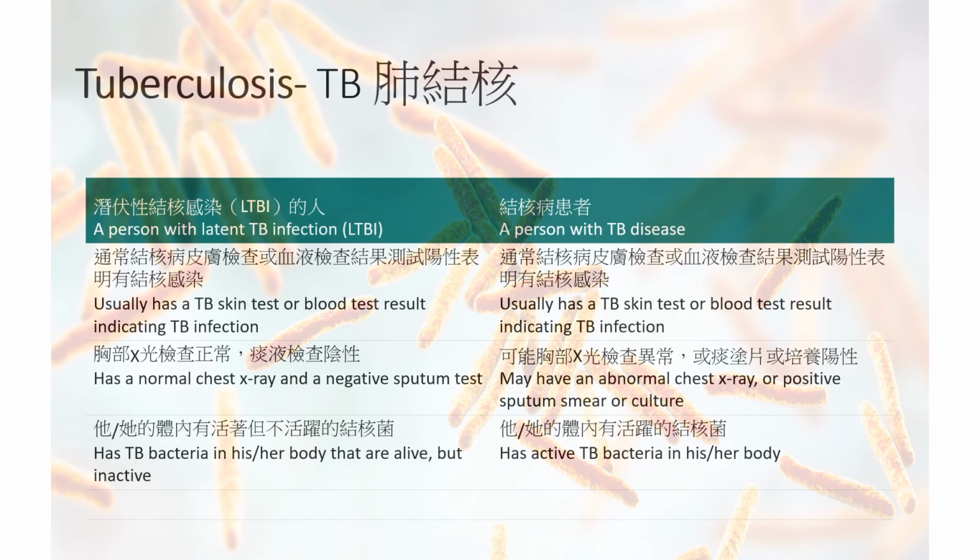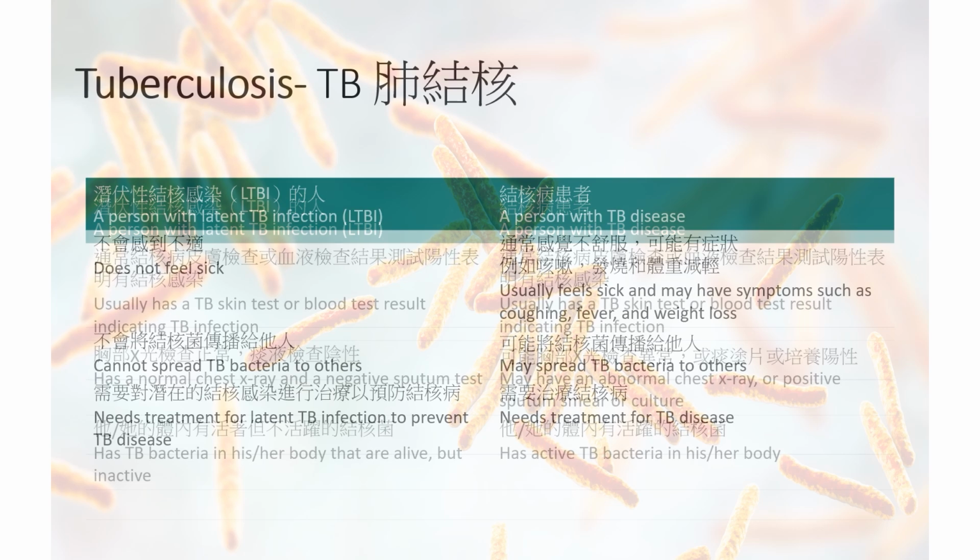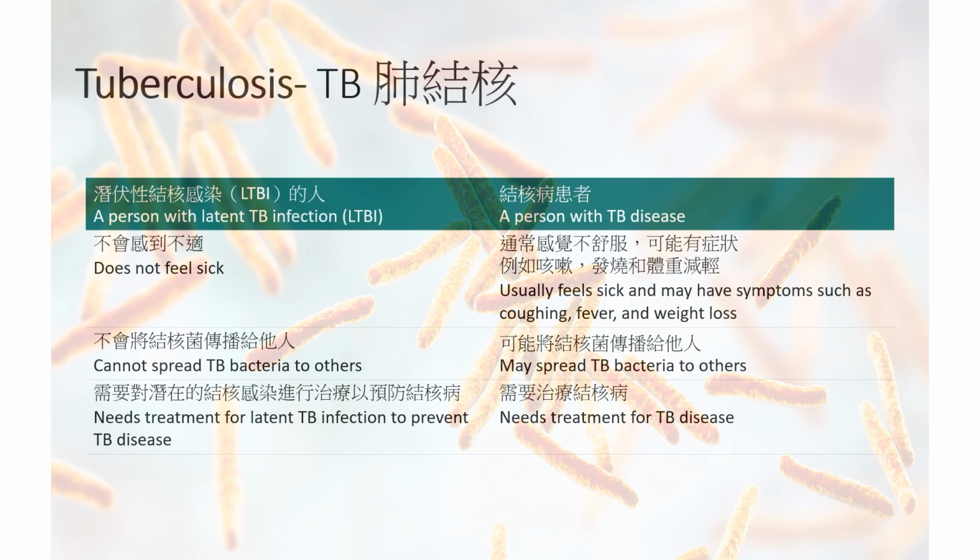What are the differences between latent TB infection and TB disease? A person with latent TB infection usually has a TB skin test or blood test result indicating TB infection, has a normal chest X-ray and a negative sputum test, and has TB bacteria in the body that are alive but inactive. A person with TB disease also usually has a TB skin test or blood test result indicating TB infection. He or she may have an abnormal chest X-ray or positive sputum smear or culture and has active TB bacteria in the body.